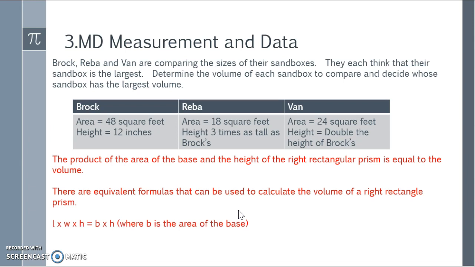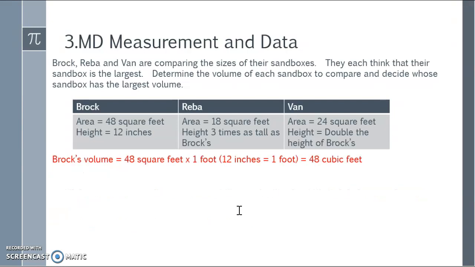So recall that the product of the area of the base and the height of the right rectangular prism is equal to the volume. They're equivalent formulas that we can use to calculate the volume of a right rectangular prism. Length times width times height is equal to base times height, where base is the area of our base. And I'm giving you the area of each of Brock, Reba, and Van.